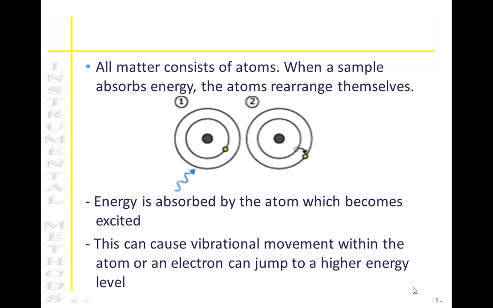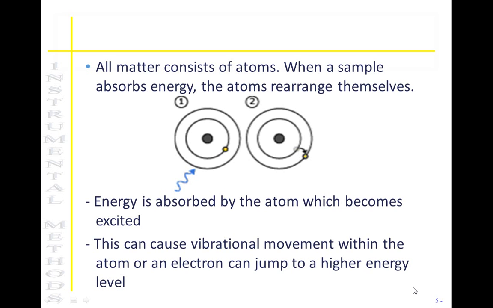All matter consists of atoms. When a sample absorbs energy, those atoms are going to tend to rearrange themselves. So if we think of the atom as being the yellow circle in the example, you can see as the energy is applied to the matter, the energy being the blue line coming in and hitting the matter, it's going to cause the atoms to rearrange themselves. As you can see in the second circle, that yellow circle has moved to a different orbit.